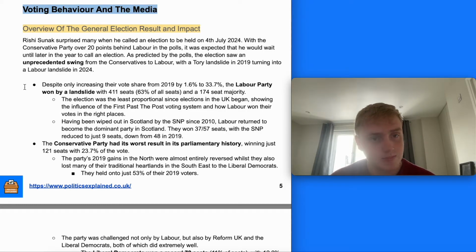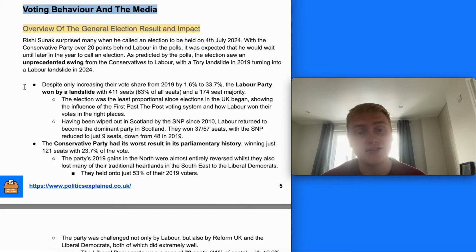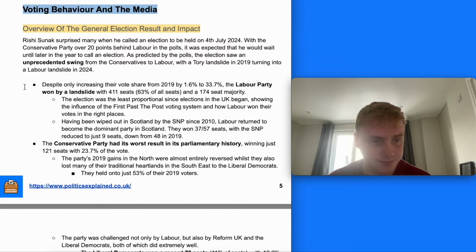It was the least proportional election since elections began, and shows the impact of first past the post. Having been wiped out in Scotland by the SNP since 2010, which is a key reason for their failure to come back into government since then, Labour returned to become the dominant party in Scotland. They won 37 out of 57 seats, with the SNP reduced to just 9 seats, down from 48 in 2019.